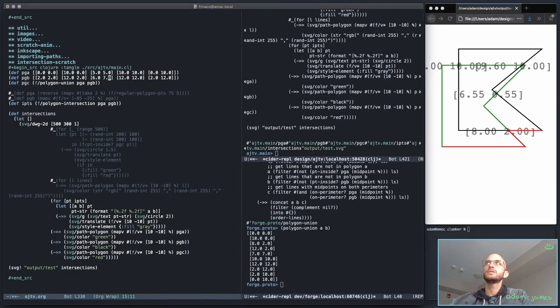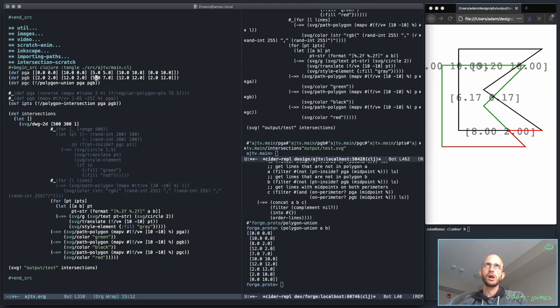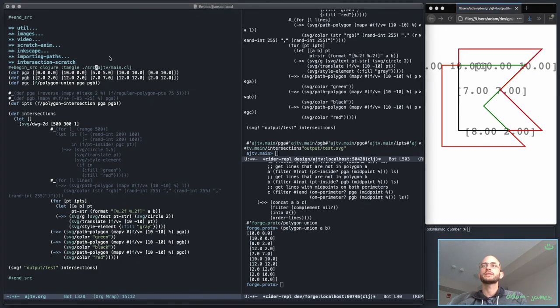Let's just see that that's not like a floating point error thing. Let's have a look. No, it's not. Darn. 1, 2, 3, 4 intersections. Move that back to 7 for a minute here. Okay, that's nice, that's working.